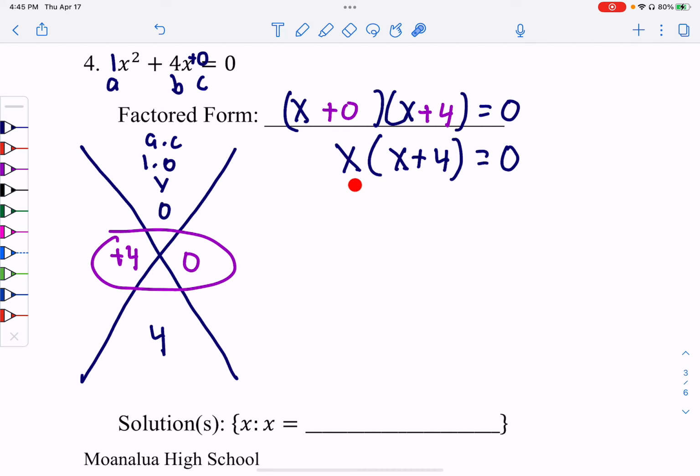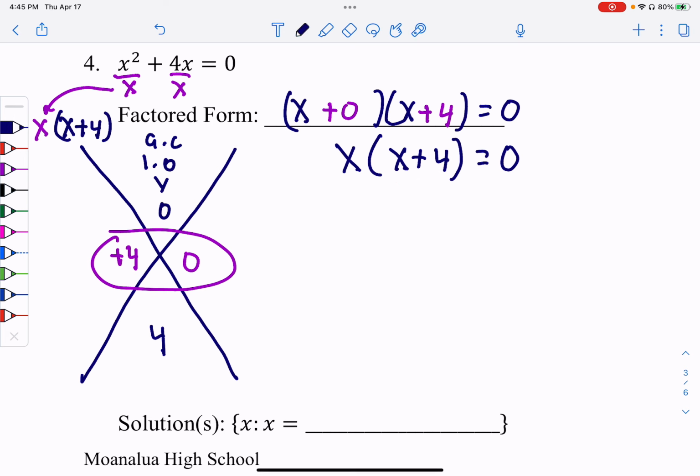Like this. And you'll notice there's another way to do it: you could just divide by the greatest common factor. This one has a common factor of x. So if you just want to, in the beginning, divide by x, it would take out the x. So over here, x will be left with x plus 4. And we still get x times x plus 4. Either way, take out the GCF, or you could still do the x factor and get this.